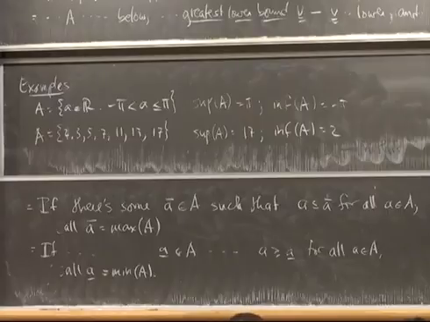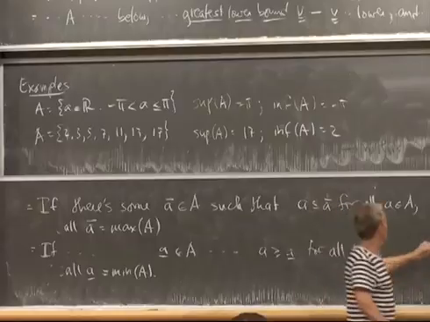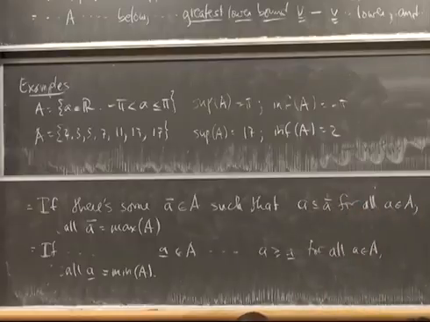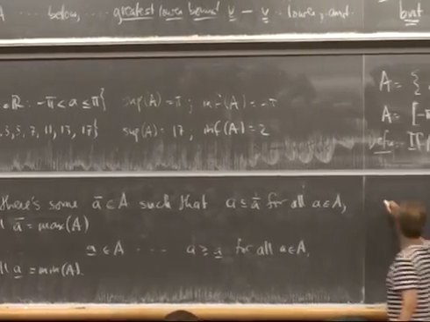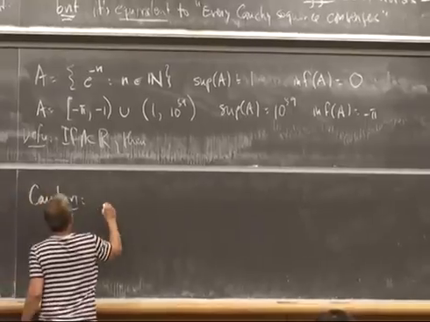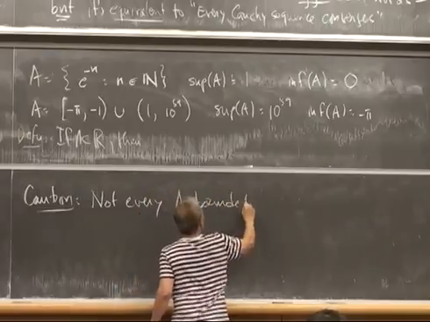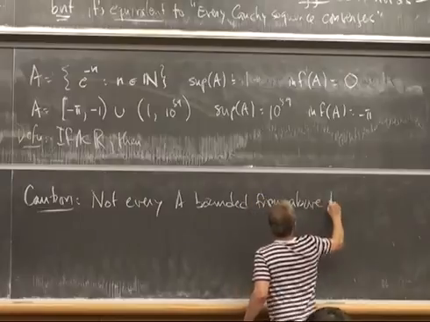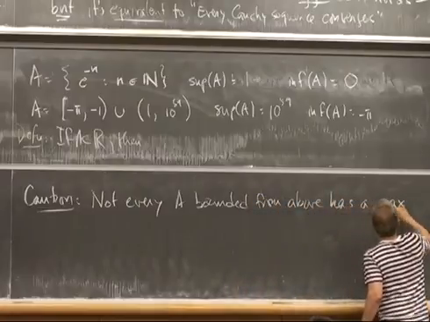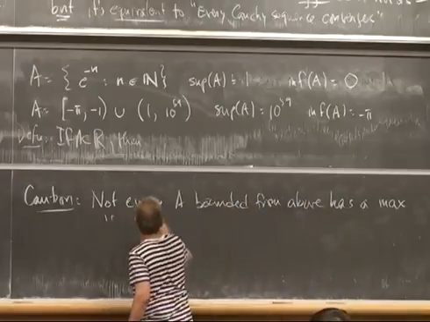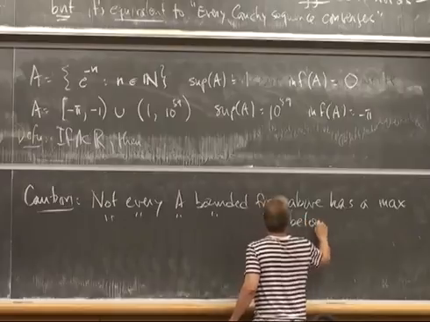Now, the min of A and the max of A don't always exist. Not every capital A, even the ones that are bounded from above, has a max. And not every capital A bounded from below has a min. So here's a caution: not every A bounded from above has a max, and not every A bounded from below has a min.